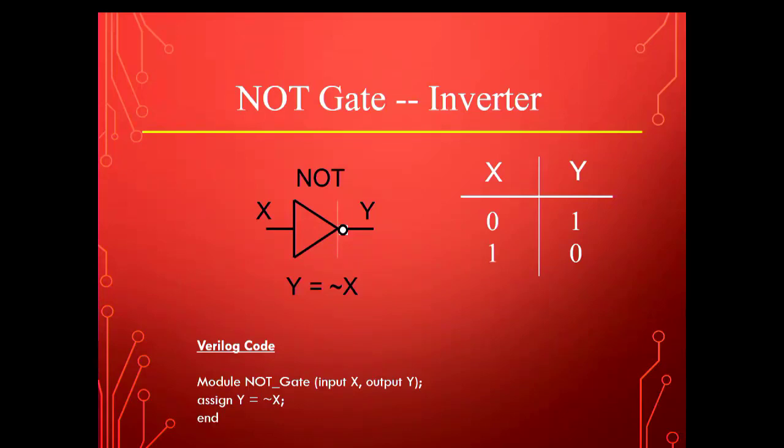Okay. So, NOT gate, we know input is 0, output is 1. How would you represent a NOT gate in Verilog?